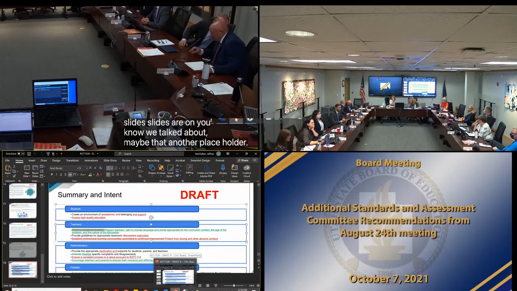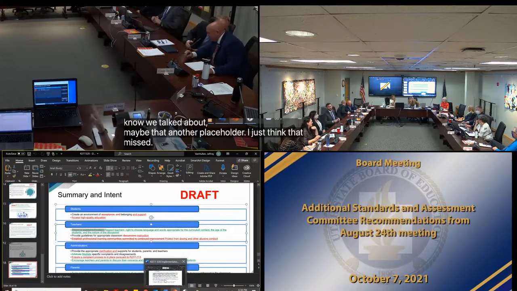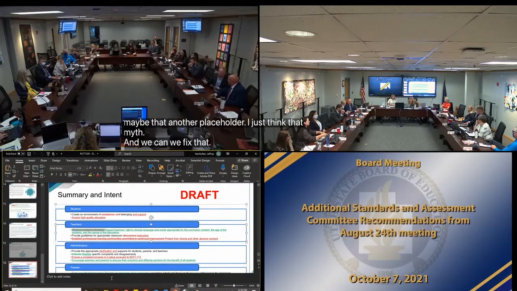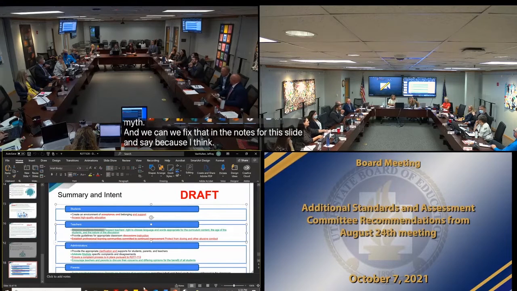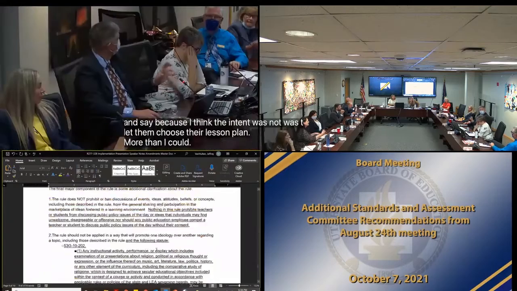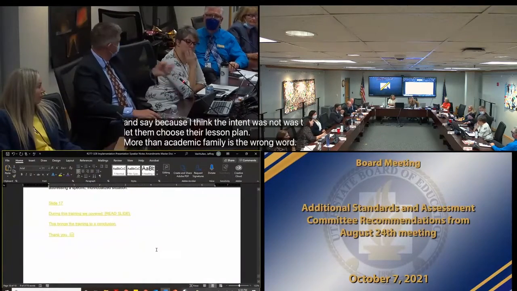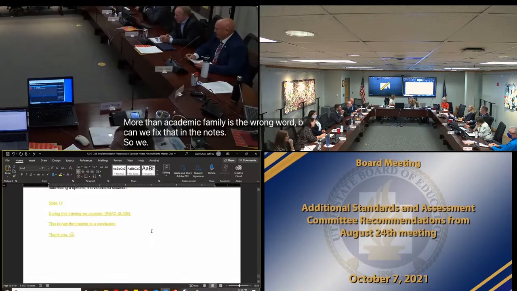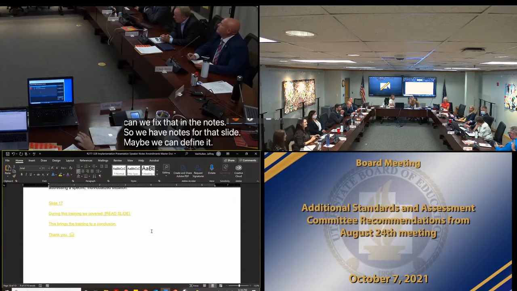I just think that's troubling for teachers. Can we fix that in the notes for this slide? I think the intent was to let them choose their lesson plan more than academic freedom. We used the wrong words. Can we fix that in the notes right now, practically? So maybe we can define it, at least for now.